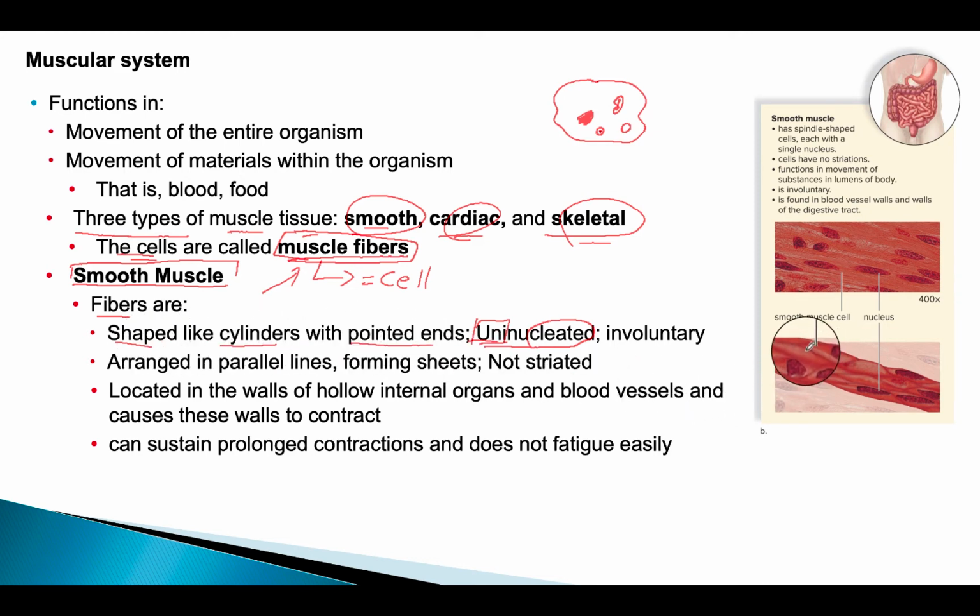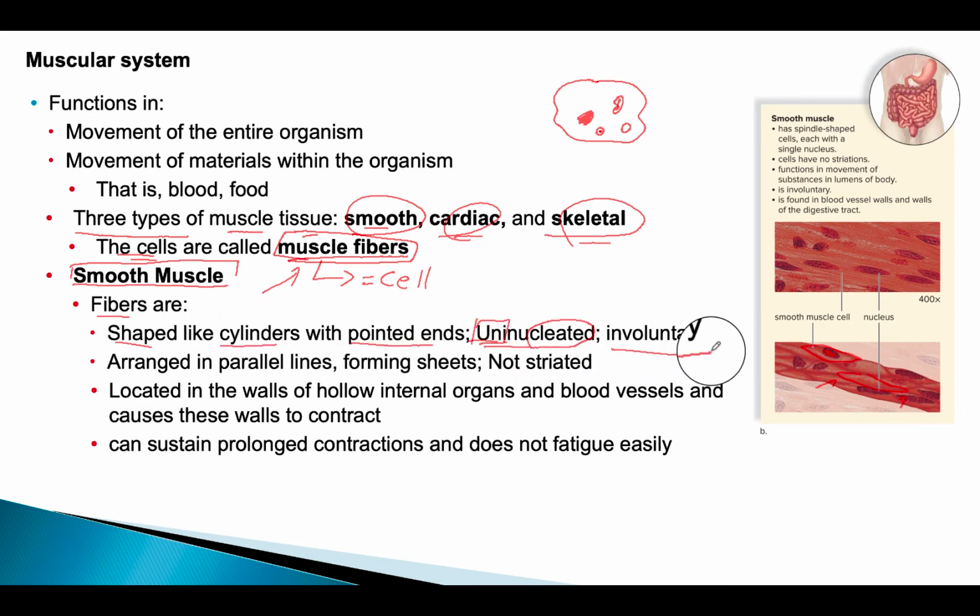As you can see over here, for example, this is one of the muscle cells. There goes the pointed end on one end, and this is another one right here. So pointy ends, and there goes your single nucleus right here in the middle. And here is another one over here. The nucleus in this one is not showing, but I'm just emphasizing the pointed ends. So that is your cylinders with pointed ends.